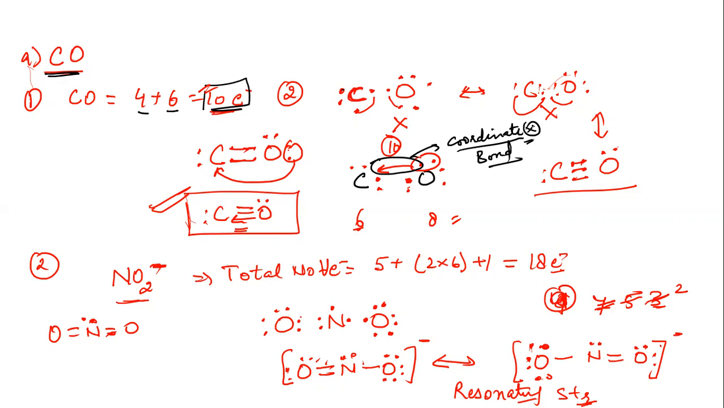So the final structure will be a triple bond with oxygen. Now carbon is complete with 8 electrons, oxygen is also complete with 8. Total number of electrons is 10. So this is supposed to be the best structure.